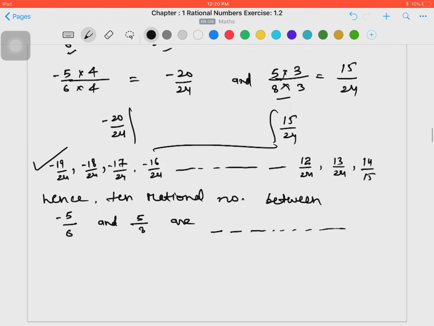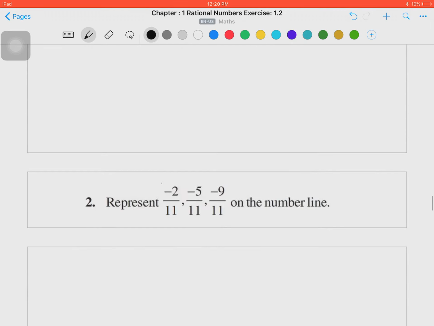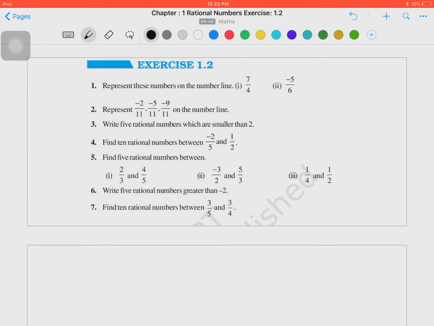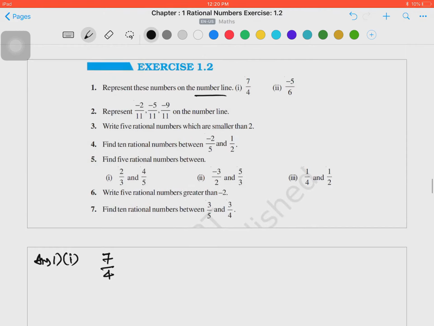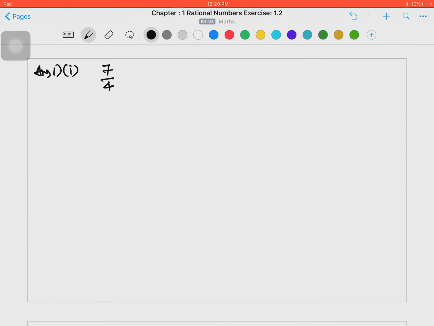Moving ahead, let's move to exercise 1.2. This exercise has 7 questions. The first question is, represent these numbers on the number line. The first number is 7 by 4 and the second is minus 5 by 6. We are asked to represent these numbers on the number line. So question number 1, part 1. The first number is 7 by 4. So we have to represent this 7 by 4 on the number line.